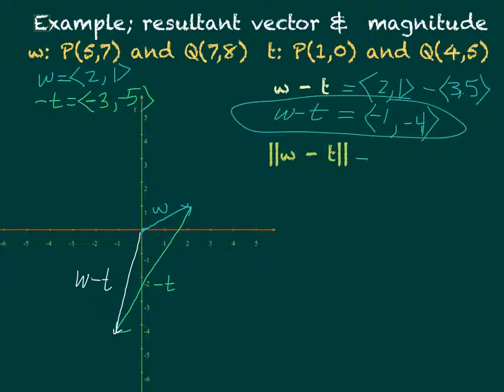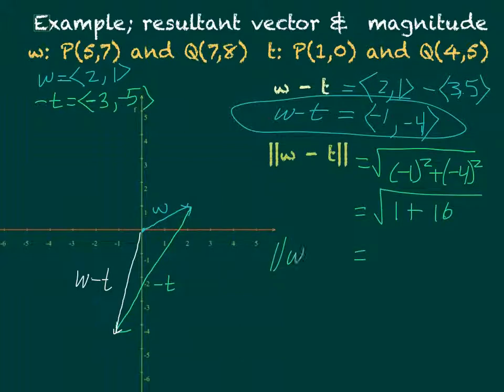And finally, the magnitude, take the square root of negative 1 squared plus negative 4 squared. Square root of 1 plus 16. So the magnitude of w minus t is equal to the square root of 17. Final answer.